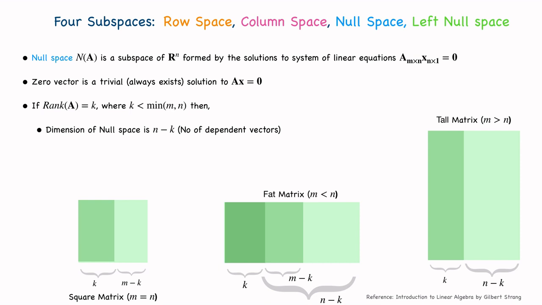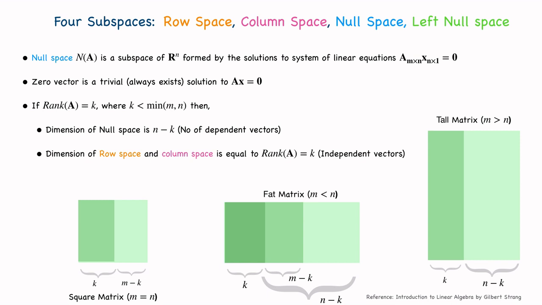Since the dimension of the null space is n minus k, x is an n cross 1 vector, so it spans a subspace of Rn. Since the rank of matrix A is k, the rest of the n minus k dimensions are spanned by the null space. Usually the dimensions of row space and column space are the same, which is equal to the rank of the matrix k, which also means that there are k independent vectors. So if the rank of A is equal to k, the column space and row space dimension is also equal to k.